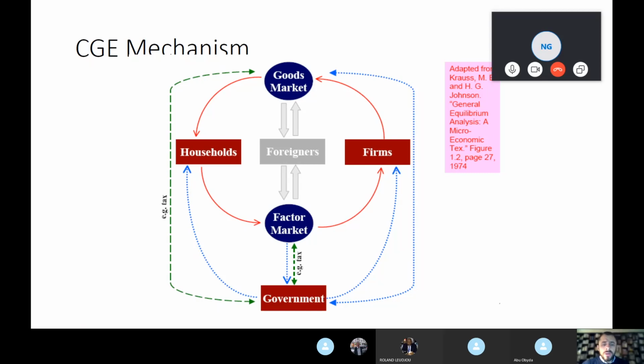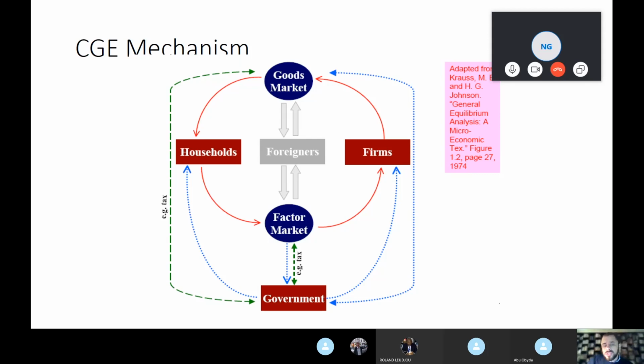Households are going to offer their services to the factor market, and the factor market provides factors of production to firms. Firms are going to use these factors of production to produce goods, and these goods will be bought by households. So all these flows will be taken into consideration in a CGE model. And this guarantees, again, the consistency of the analysis. Okay?